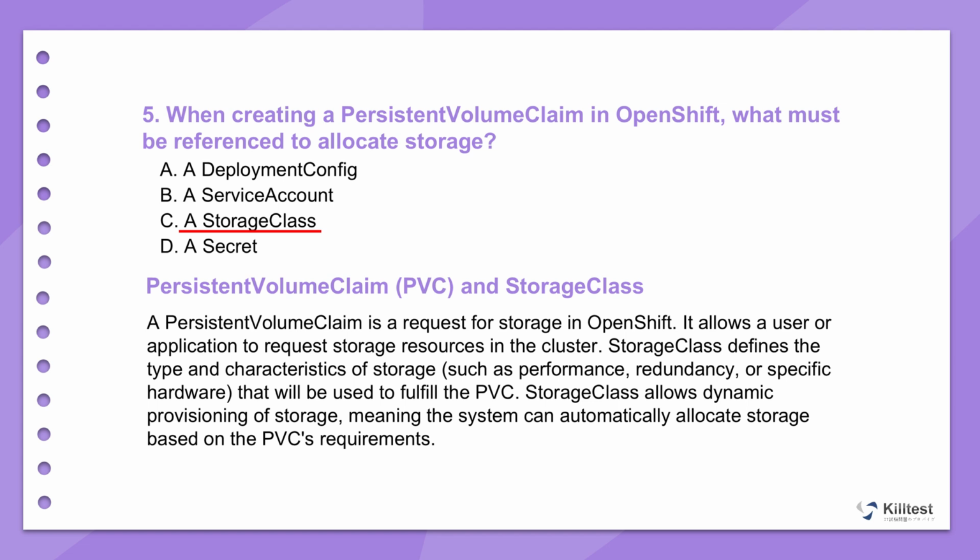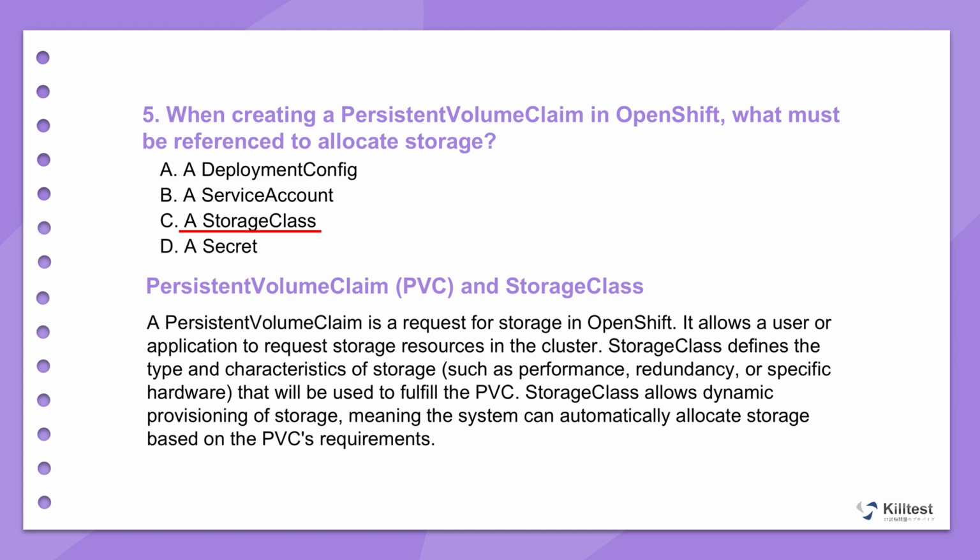Think of it as defining the types of storage available in the cluster. Like different tiers. Gold, silver, bronze storage. Exactly like that. One storage class might map to fast SSD storage, another to slower, cheaper magnetic disk, maybe another to cloud provider block storage with specific features. Okay. So when you create a PVC, you typically specify which storage class you want. OpenShift then uses that storage class definition to dynamically provision the actual underlying storage, the persistent volume, PV.